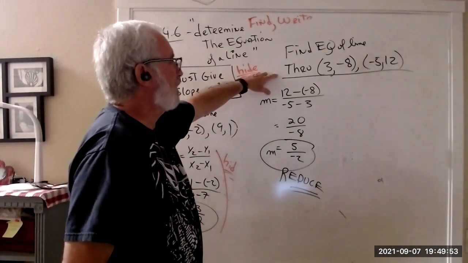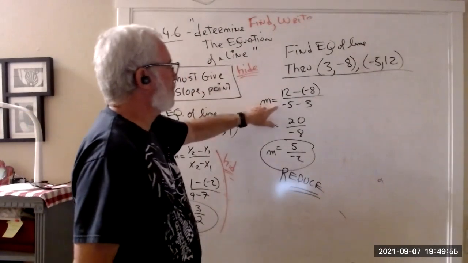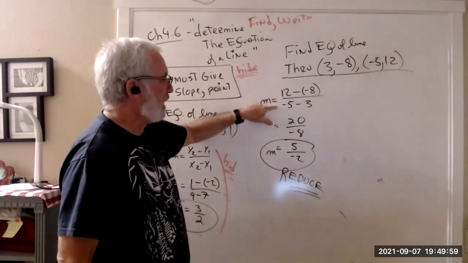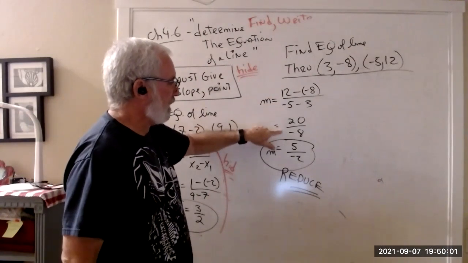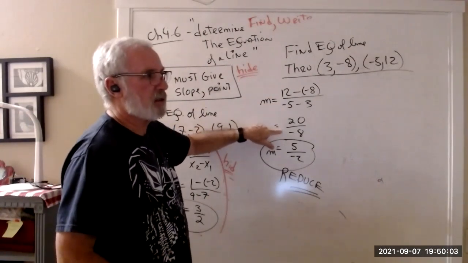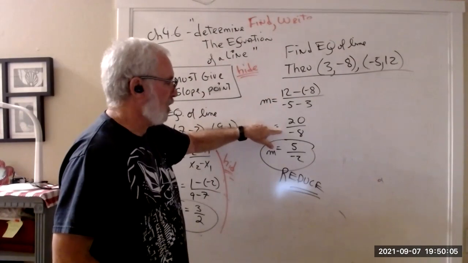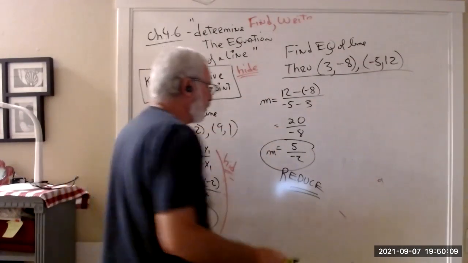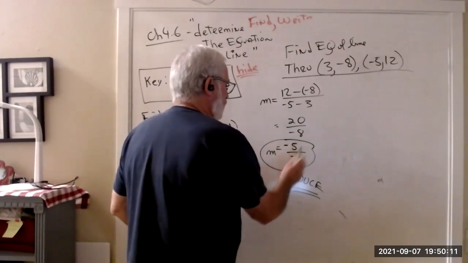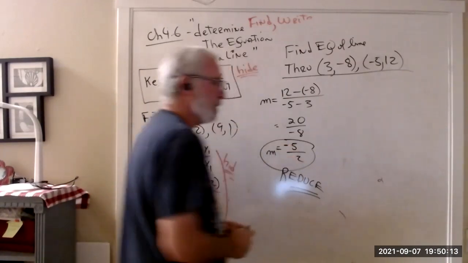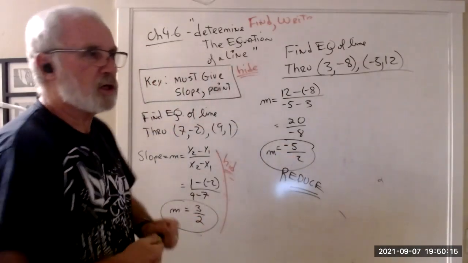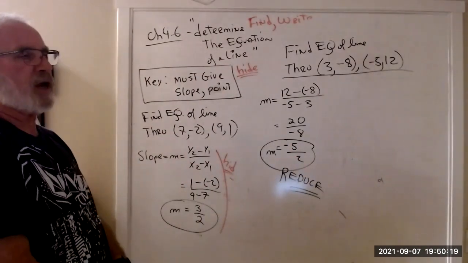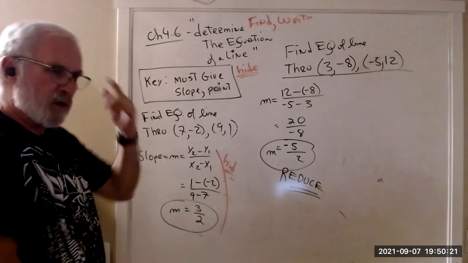Find the equation of a line through those two points. The first thing we had to do is calculate the slope because it was hidden. Yay for that. I got 20 over -8, but always reduce, okay? And personally, I'm going to move the negative sign to the numerator because traditionally that's where we want it. Doesn't make any difference. It just makes my problem easier to do in my mind.